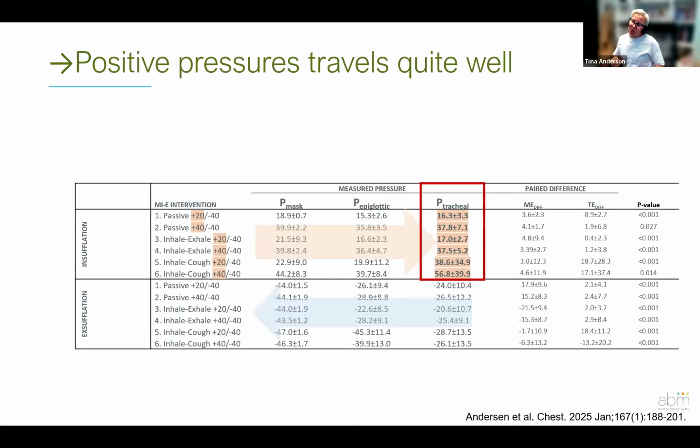Okay, so we applied either plus 20 or plus 40 centimeters of water. These were always combined with minus 40 centimeters of water. And these positive pressures, either 20 or 40, traveled quite well through the upper airways to the trachea. So when we applied 20, it was like 16, 17, unless these healthy volunteers coughed and inhaled and coughed actively, then it could be quite high, like in some 100 centimeters of water.